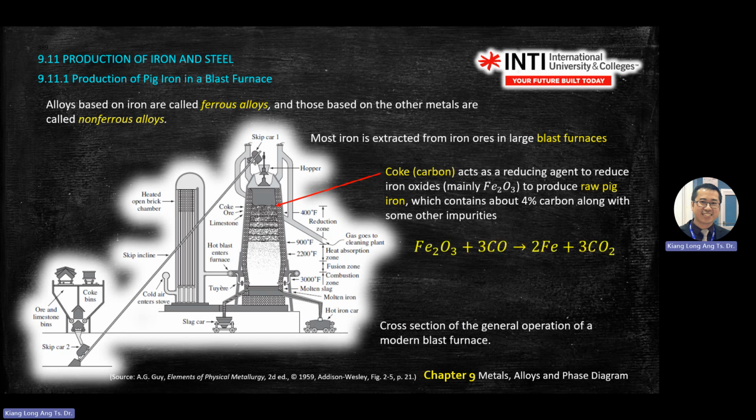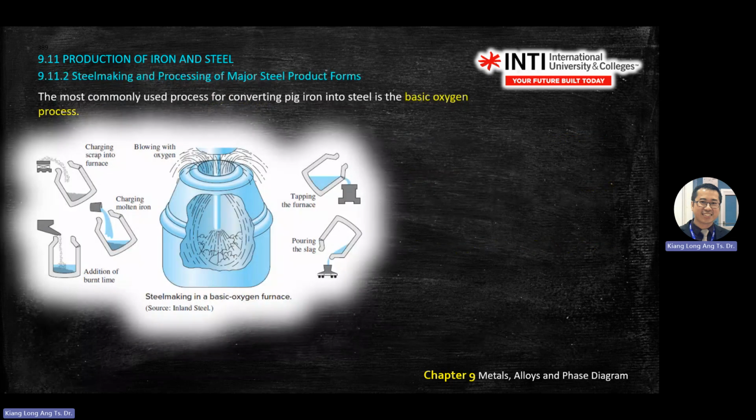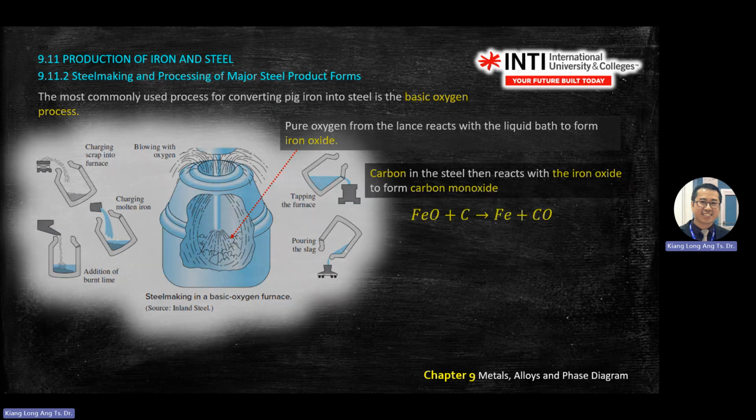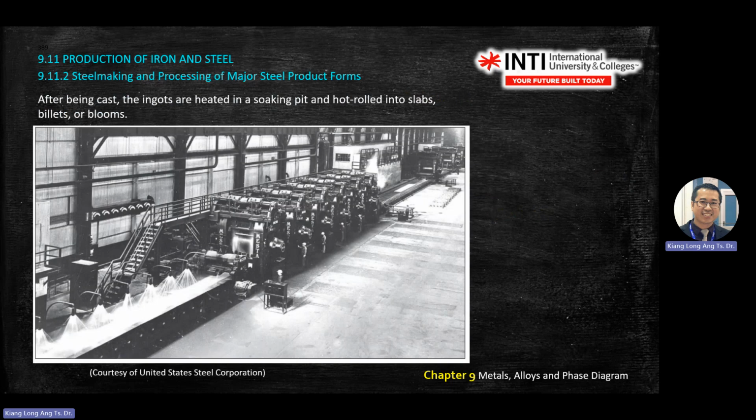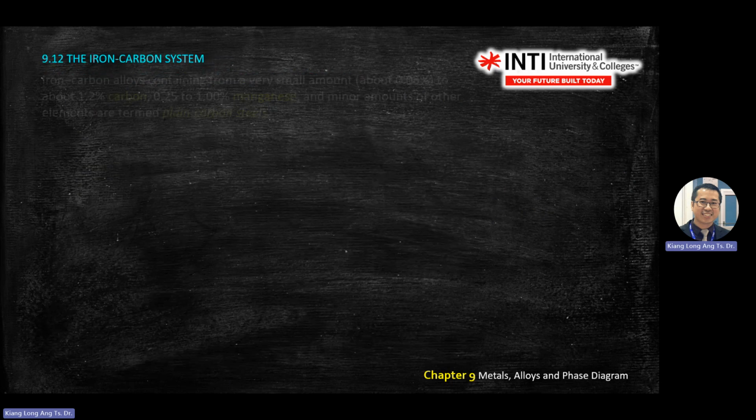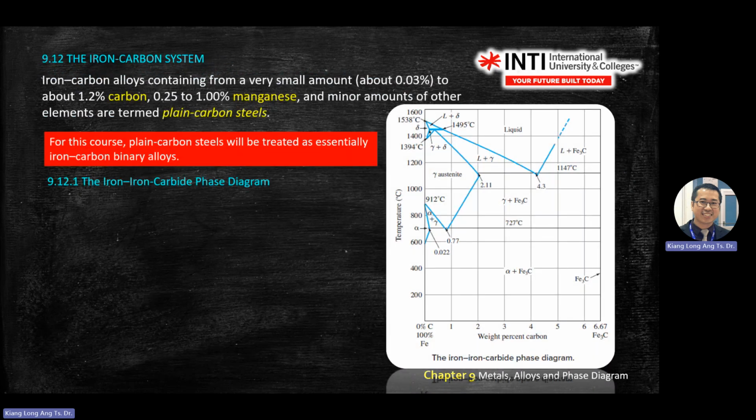So there's a process. Another one is in the oxygen furnace. They blow oxygen inside the furnace for oxidation. This is another process, the steel process. Okay, another very popular system is the iron carbon system.